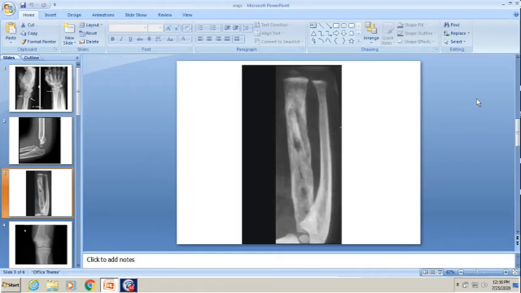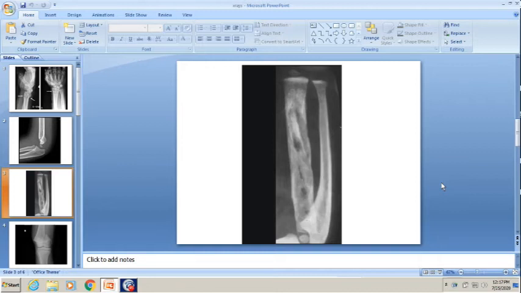Sequestrum is a piece of dead bone surrounded by infected granulation tissue. A piece of dead bone surrounded by infected granulation tissue. So, how does sequestrum feel if you hold it? Whether it will be smooth, whether it will be rough? It looks pale, with a smooth inner surface and a rough outer surface.